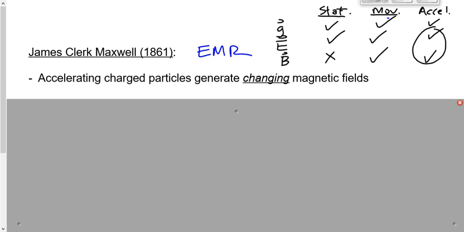For now, you can write this down. Accelerating charged particles generate changing magnetic fields. Changing magnetic fields, and changing electric fields for that matter. That word changing is important. Okay, again, it's going to become clear to you in a few moments why that word changing is important. But the bottom line is this, guys.